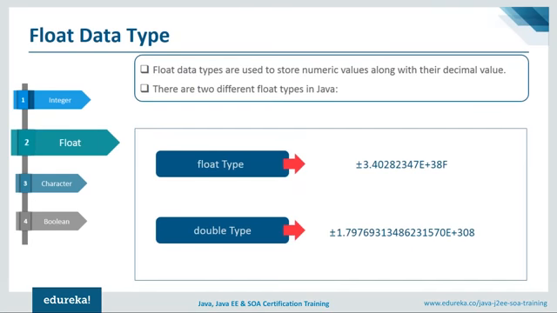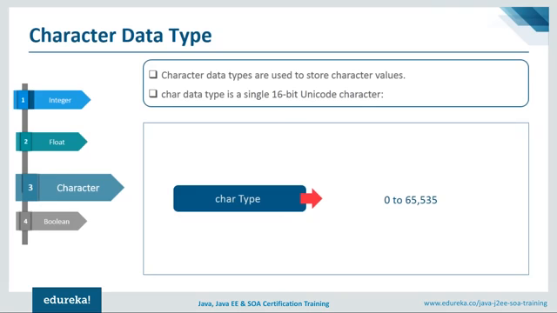Next data type is your floating data type. So again, these are used to store numerical values along with their decimal point or fractional point values as such. Again, there are two types of floating variables present here. You have float and you have double. So again, the precision is what makes a difference here, and by default, it's always double. And if you look at the data type, your float takes 4 bytes and double takes 8 bytes of memory as such. Moving forward, you have character data types.